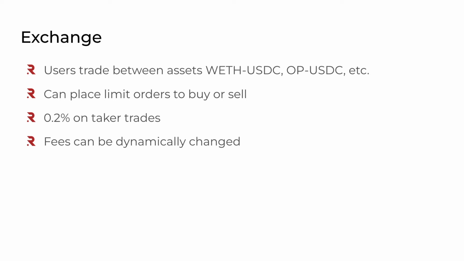And there's a 0.2% fee on taker trades. A taker trade is just a trade that executes immediately and you weren't benefiting the exchange by being a market maker at any point. So market orders are going to be taker orders, and those are going to be charged 0.2% fees. Fees can be dynamically changed by the protocol. There are parameters in the smart contracts that can be changed. So it's not always going to be 0.2%, but it'll probably be somewhere around there for the foreseeable future.